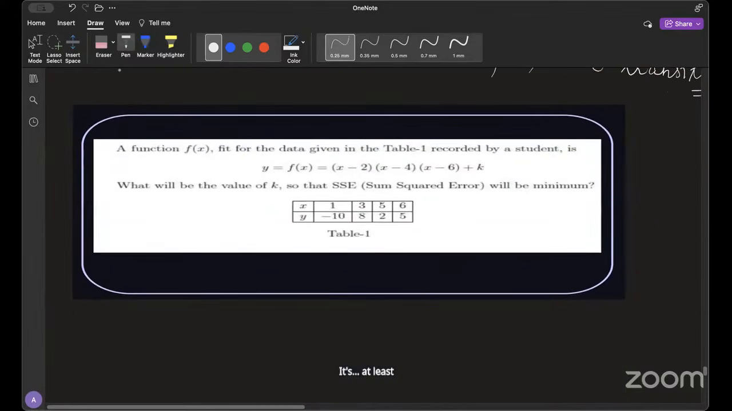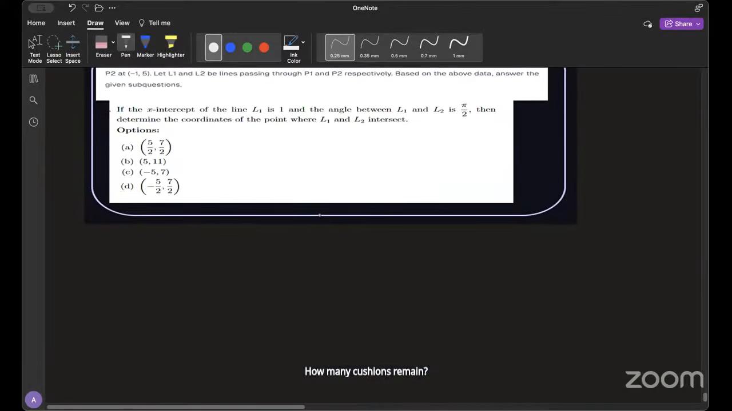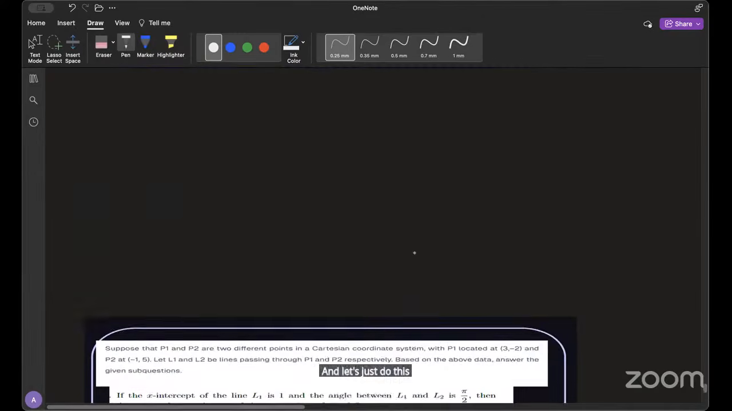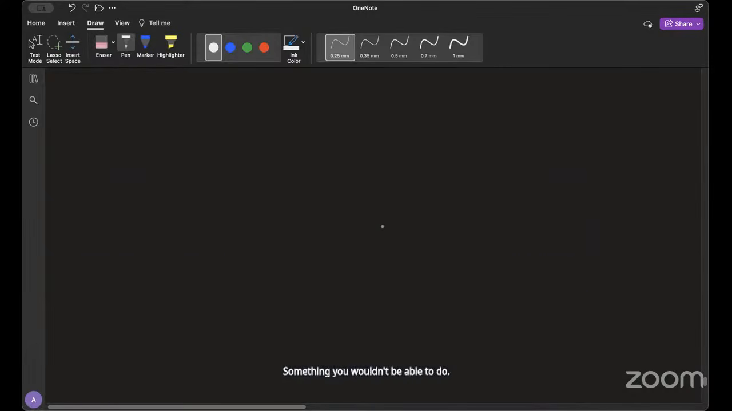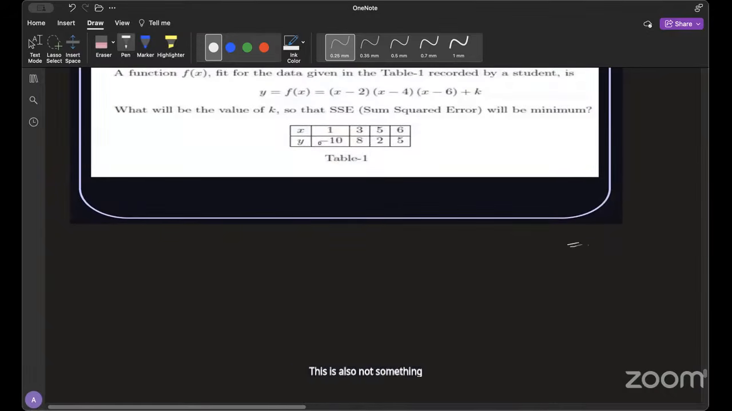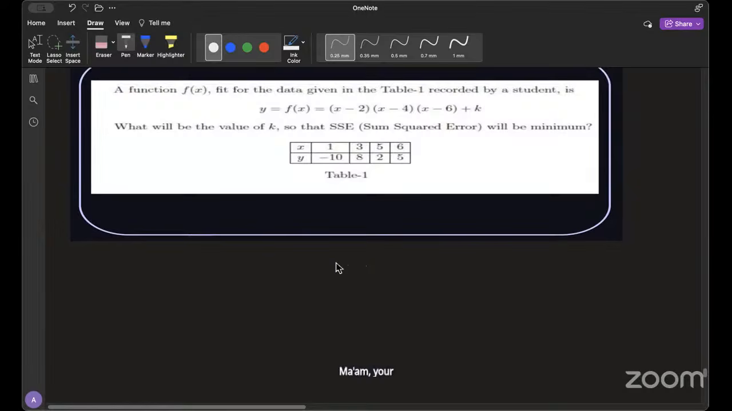Let's do this one. This is a little different. How many questions remain? There are only two. Let's just do this one. The other one, I don't think that's something you wouldn't be able to do. This is also not something you wouldn't be able to do, but let's discuss this one first. Ma'am, your voice is again... we are losing you. Is it fine now? Yeah, far better.